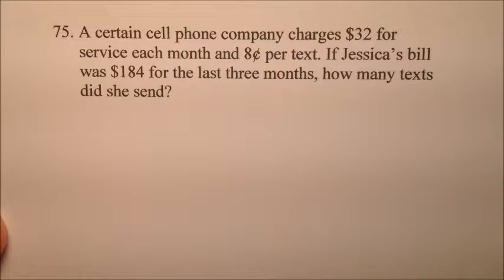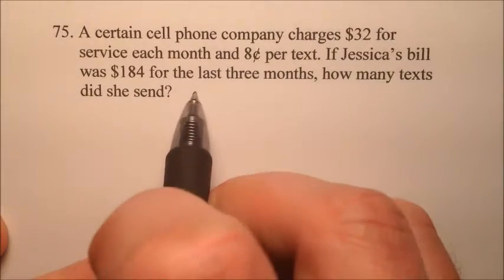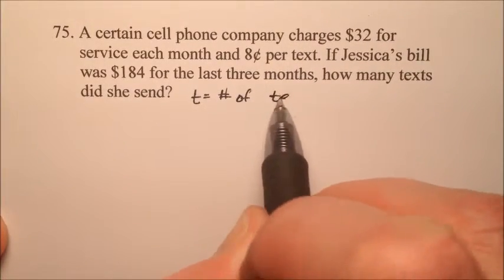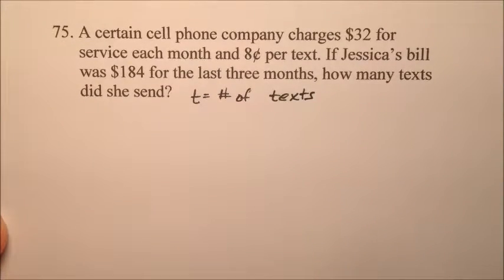Number 75 says, a certain cell phone company charges $32 for service each month and 8 cents per text. So if Jessica's bill was $184 for the last 3 months, how many texts did she send? So over the last 3 months, we're looking for how many texts she sent. So T will be number of texts. And that's what we're searching for.